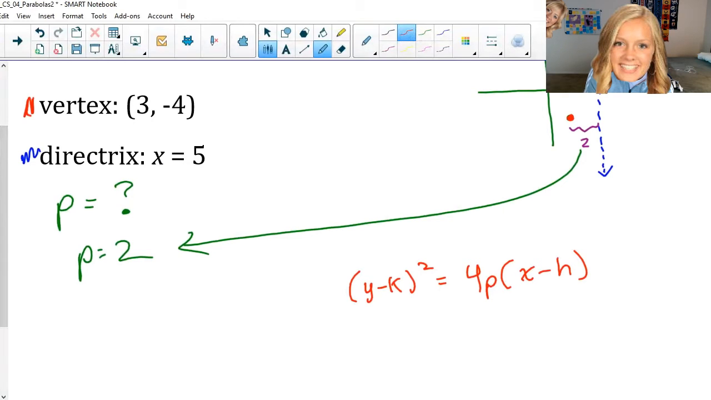So (h, k), my vertex, so this is h, this is k. (y plus 4) squared equals 4 times, we figured out that p is 2, and then (x minus, oh, it's not ready.